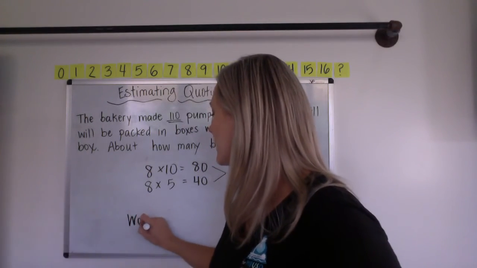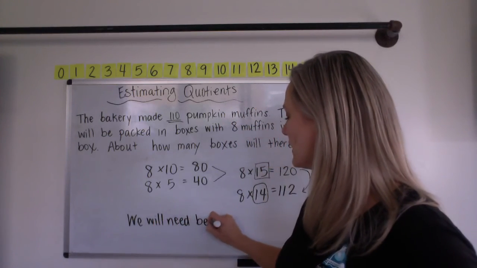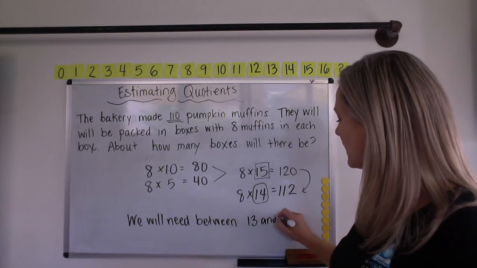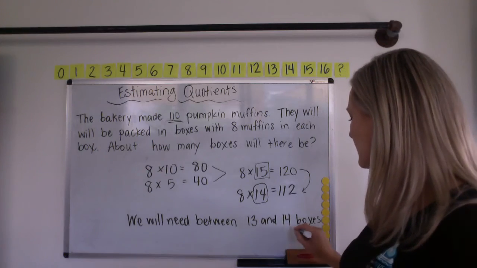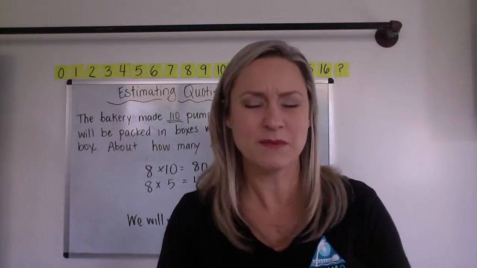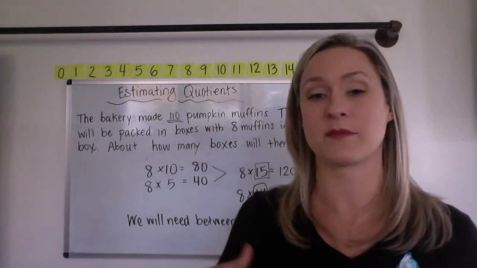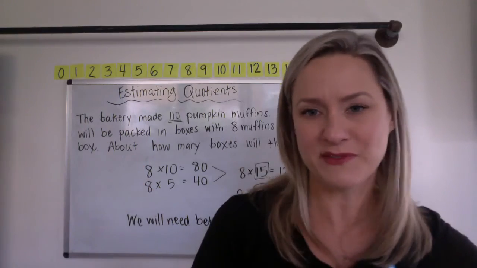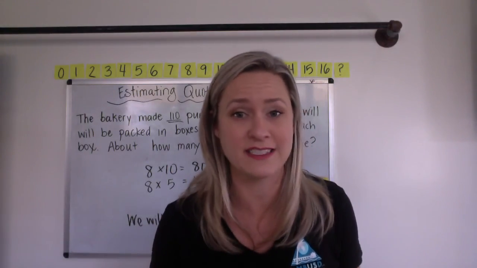So we will need between 13 and 14 boxes. So then we would just go ahead and round up and say 14. So here's the thing. When you guys are doing this stuff and you're estimating quotients, start with things that you know, like times 10, times 5, times 2. These are really good guides and checkpoints for us as we're going.